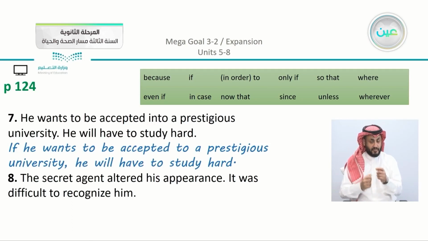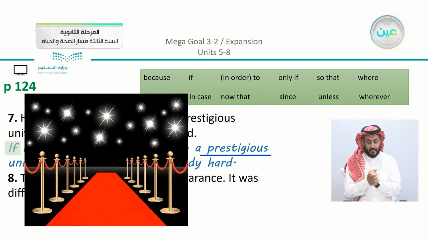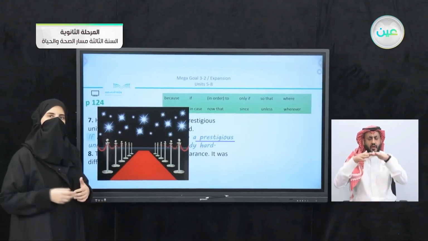If he wants to be accepted to a prestigious university, comma, he will have to study hard. And also, if you can recall, we have the word prestigious that we said is something that is high quality or high class.